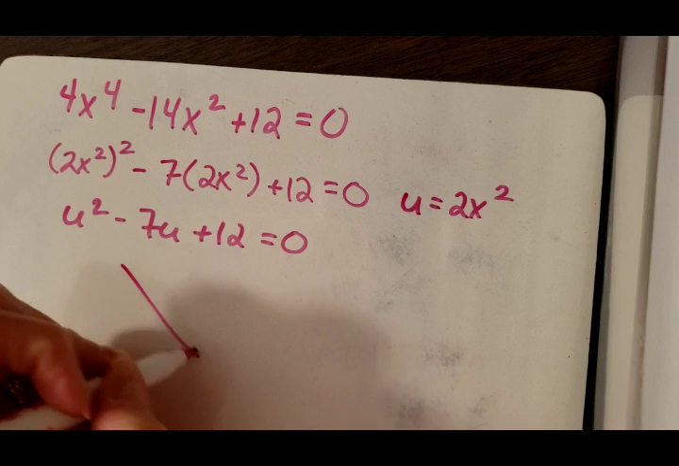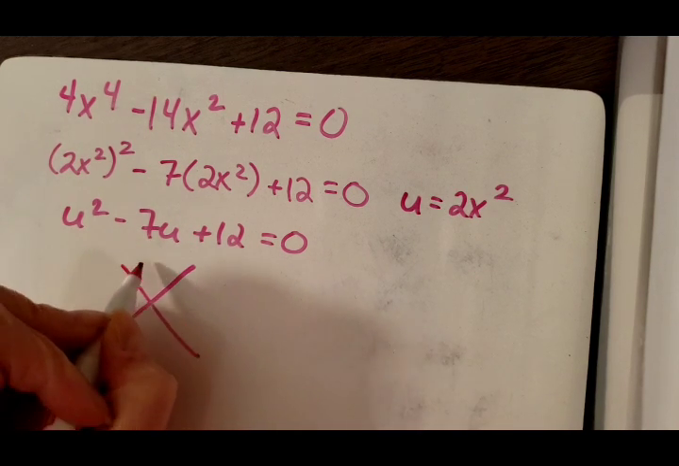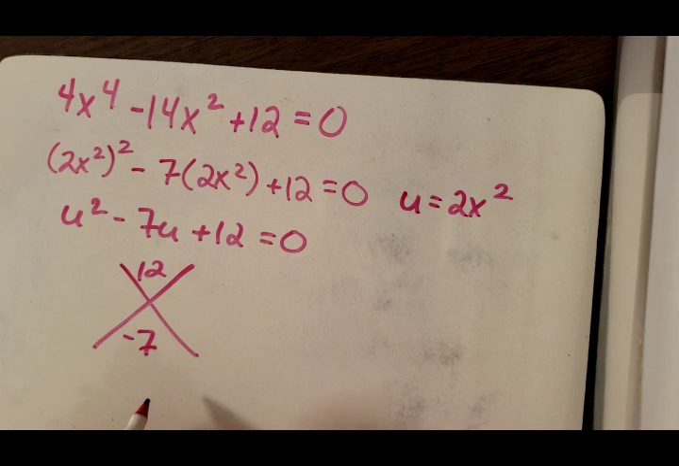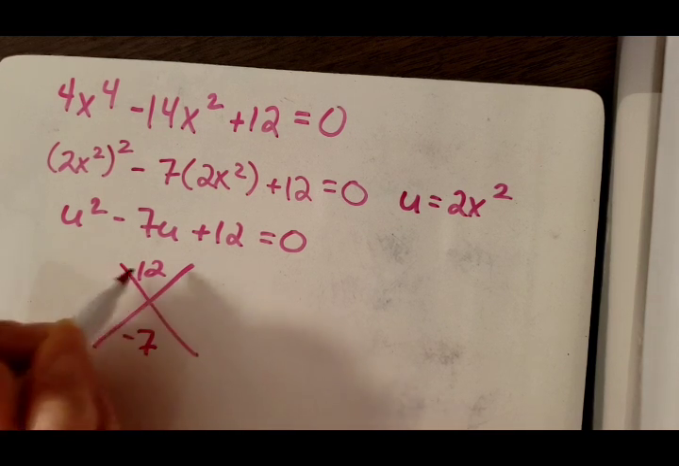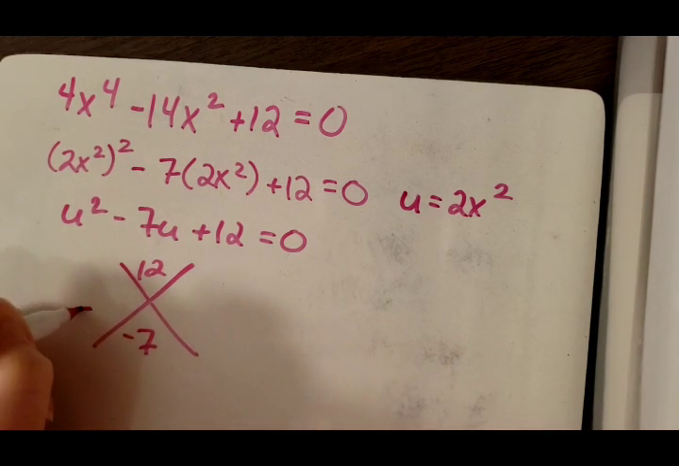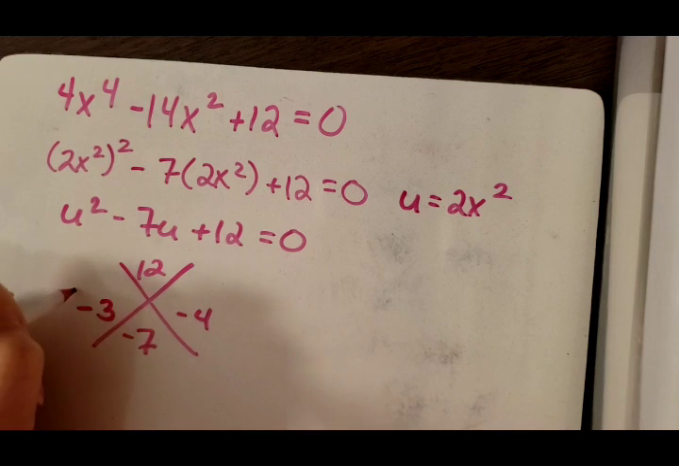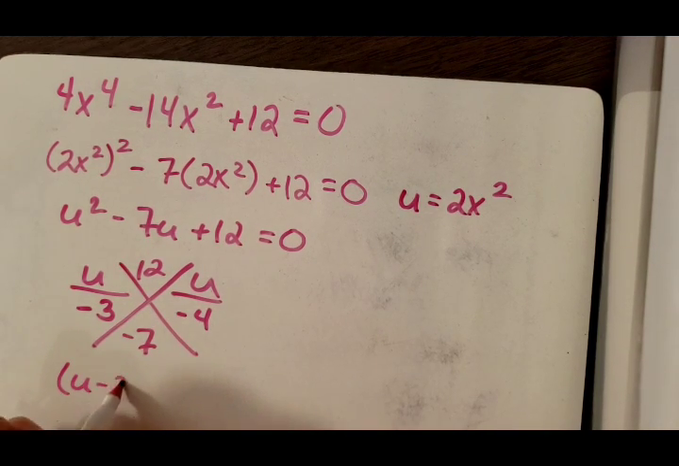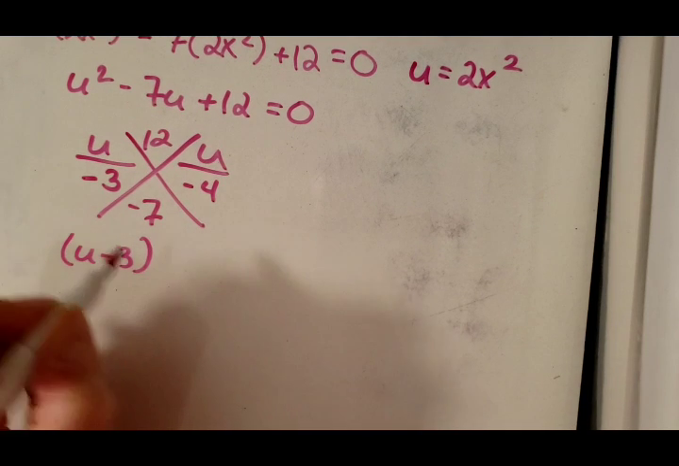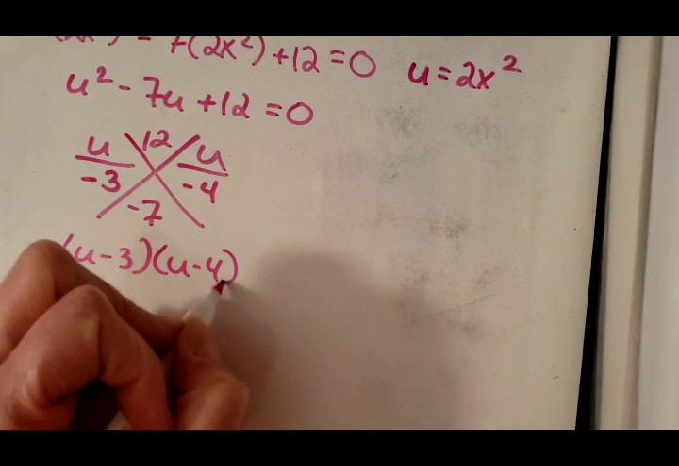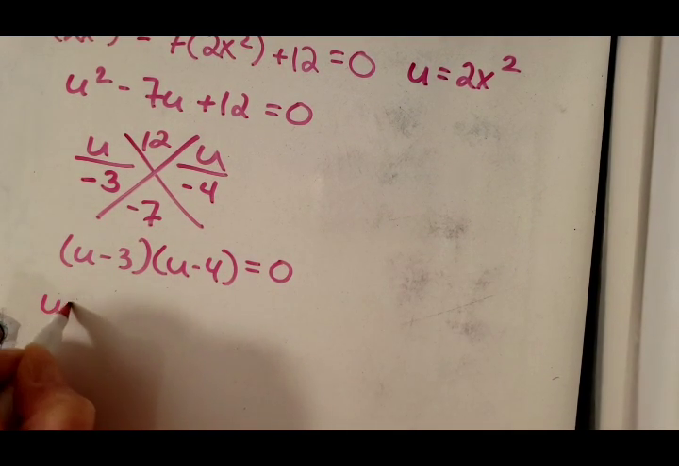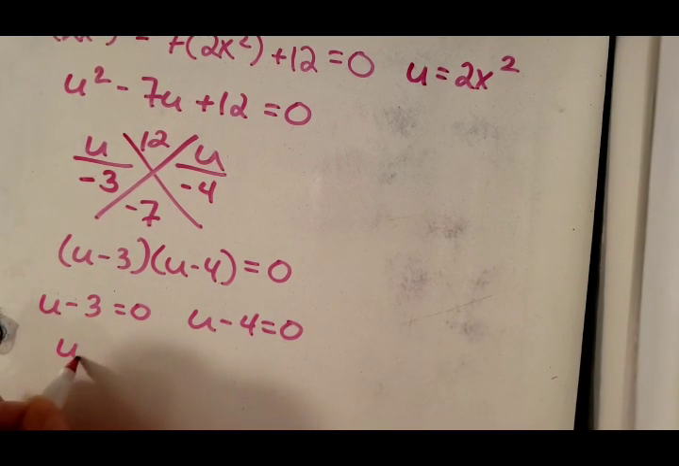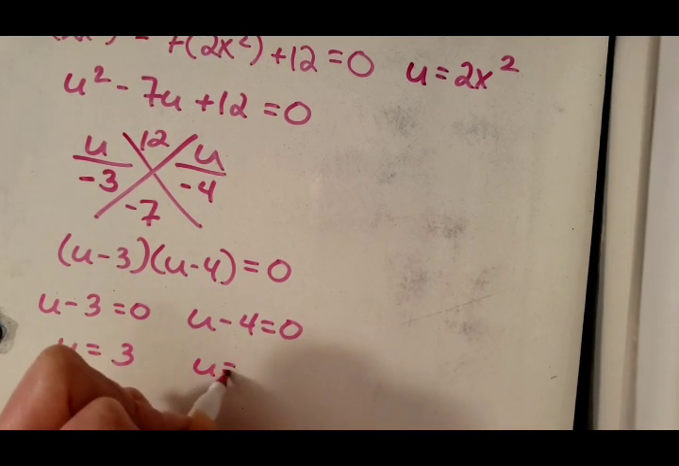All right, let's factor. This becomes one that we can pretty easily factor. We got 12 up there, a times c, and b is negative 7. Ask yourself the question, what adds up to negative 7 and multiplies to 12? How about negative 3 and negative 4? Put u over it. u minus 3 times u minus 4 equals 0. u minus 3 equals 0. u minus 4 equals 0. u equals 3. u equals 4.